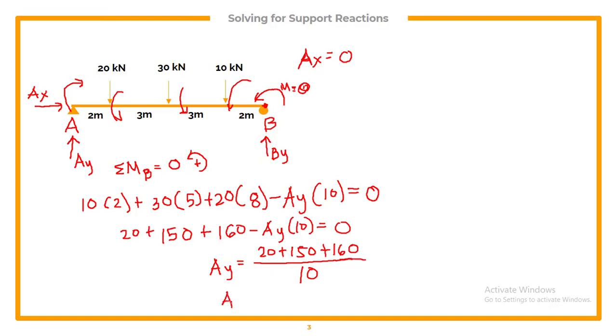Therefore, our AY equals, let us calculate this: 20 plus 150 plus 160 all over 10. That is 33 kilonewton. This is the force exerted at AY. So we have solved AY.